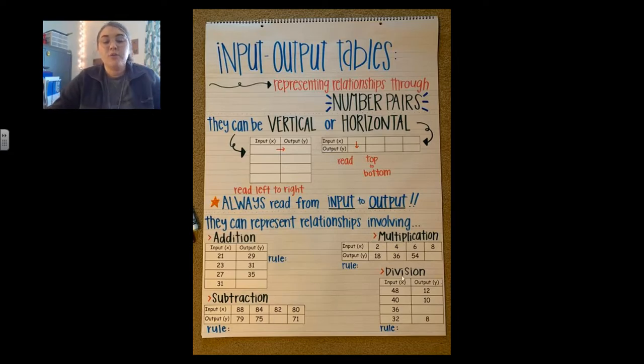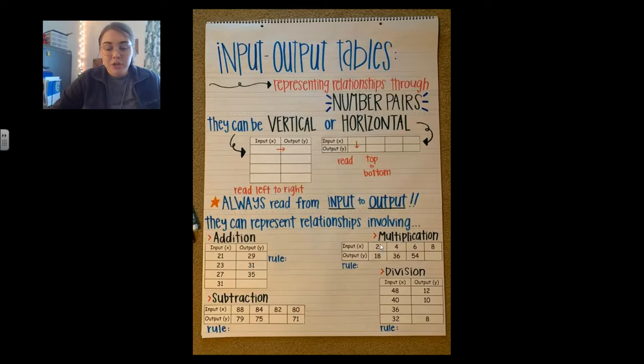So what you do, say for addition, is look at your input, and you see 21 plus what will give you 29. Well, you know 21 plus 8 will give you 29. Does 23 plus 8 give you 31? Yeah. Does 27 plus 8 give you 35? Yeah. So does 31 plus 8, what does it give you? 39. So your rule would be to add 8. Your input plus 8 gives you your output.